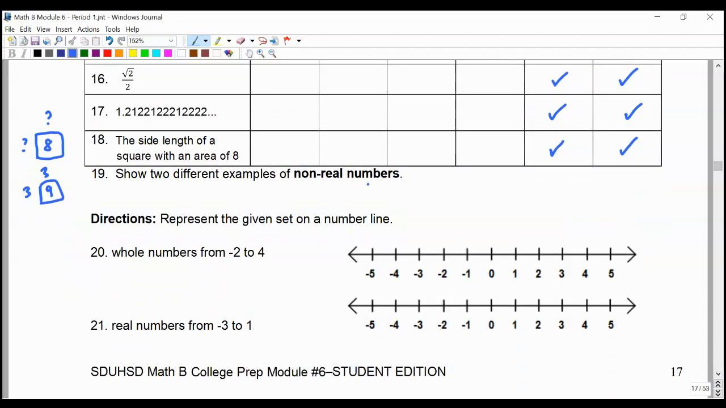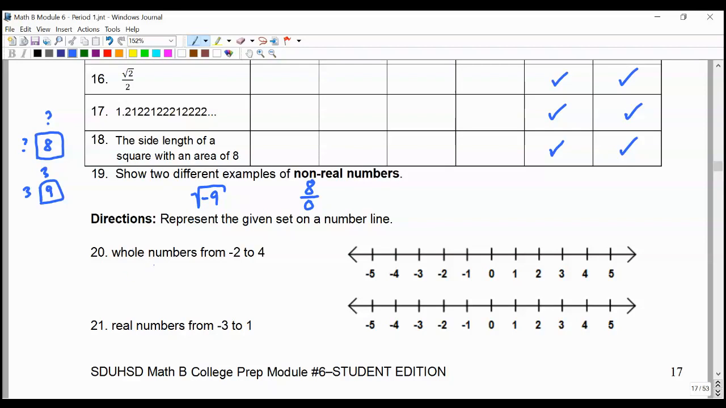We're going to show two different examples of non-real. So what were the two that we saw in this? We saw square rooting a negative, even if it's a perfect square. And another one was dividing by 0. Can't do that. That was actually the example we used above, what we saw.